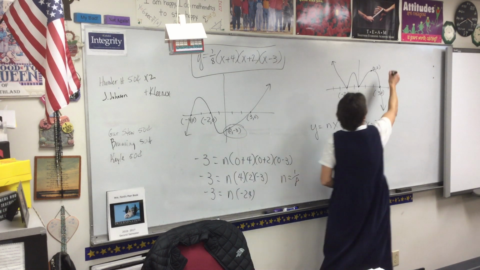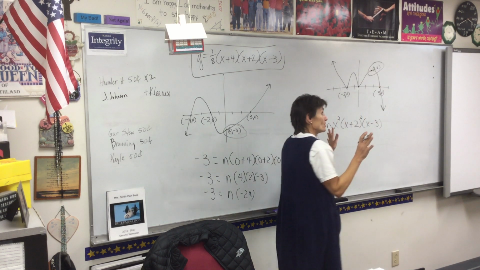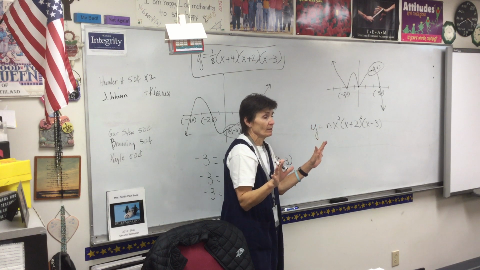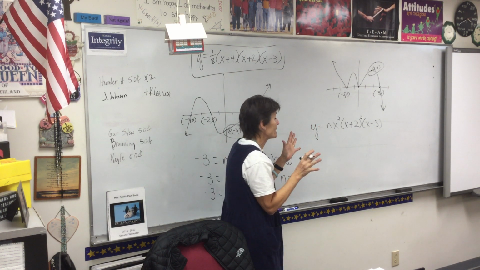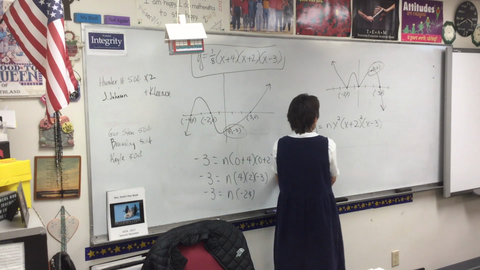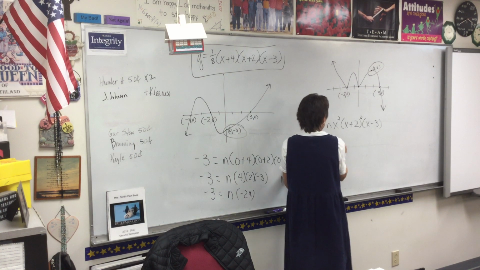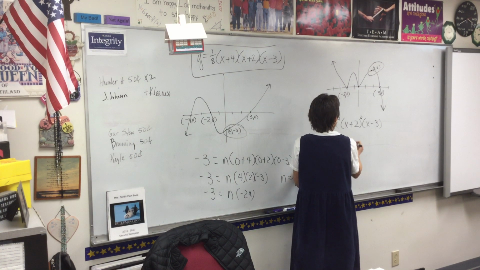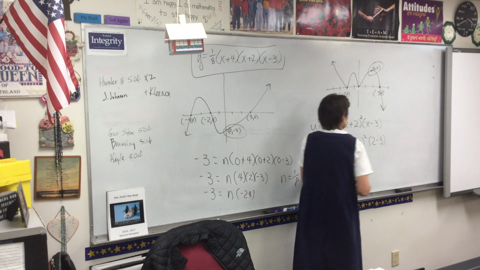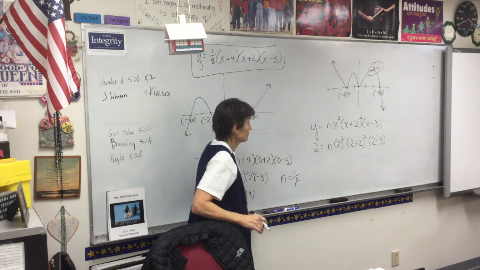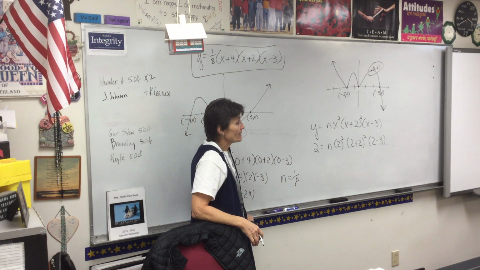And this time, this is your random point. Your random point can be anywhere. It doesn't have to be a y-intercept. It can be anywhere. So now I'm going to put a 2 in here and a 2 in for every single x. Every x is going to become a 2.